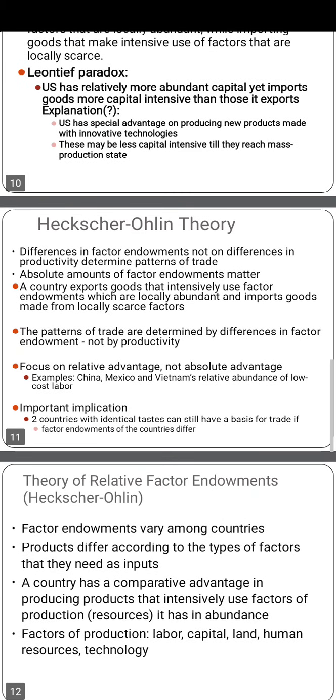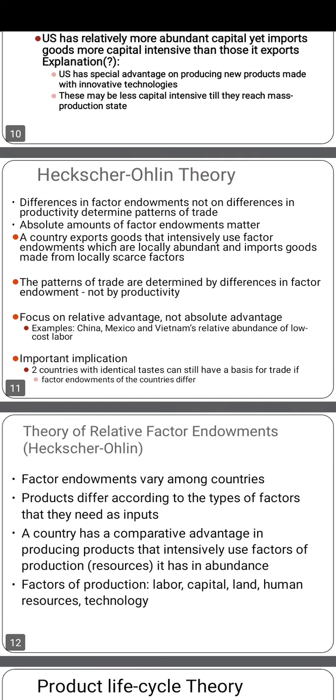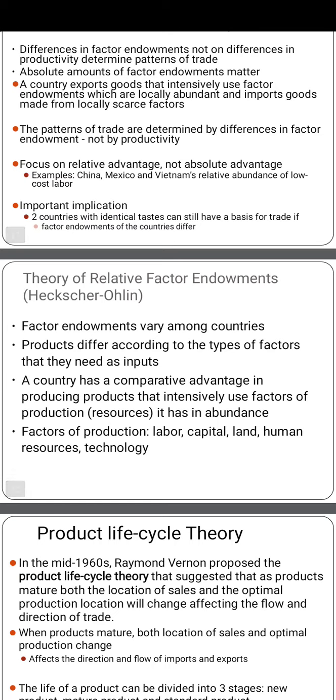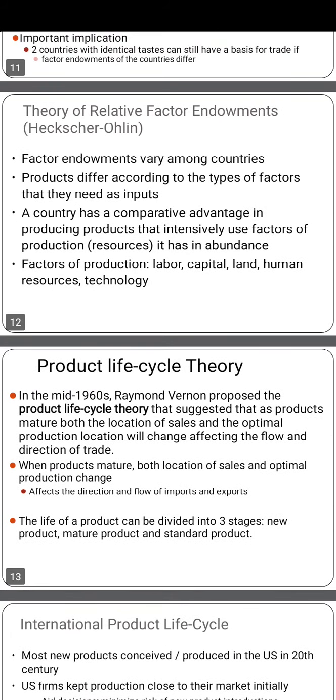So these are basically the Heckscher-Ohlin theory assumptions. The theory of relative factor endowment states that factor endowments vary among countries. Products differ according to the types of factors that they need as input. A country has a comparative advantage in producing products that intensively use the factors of production it has in abundance. Factors of production: labor, capital, land, human resources, and technology. So this is all about the Heckscher-Ohlin factor endowment theory.